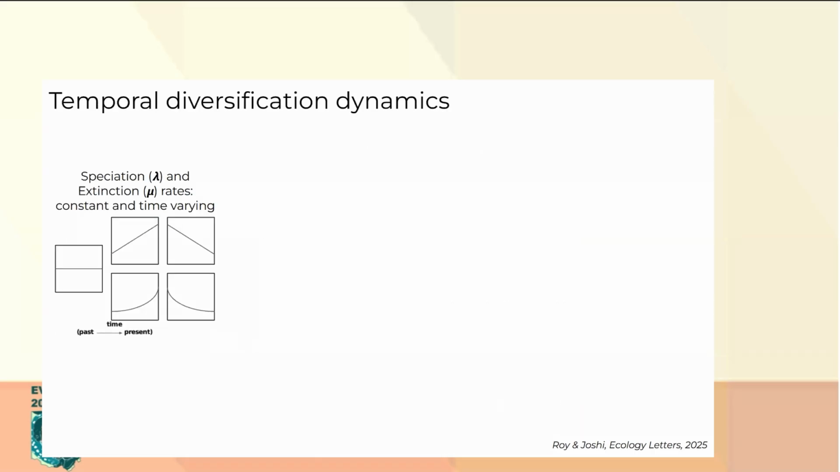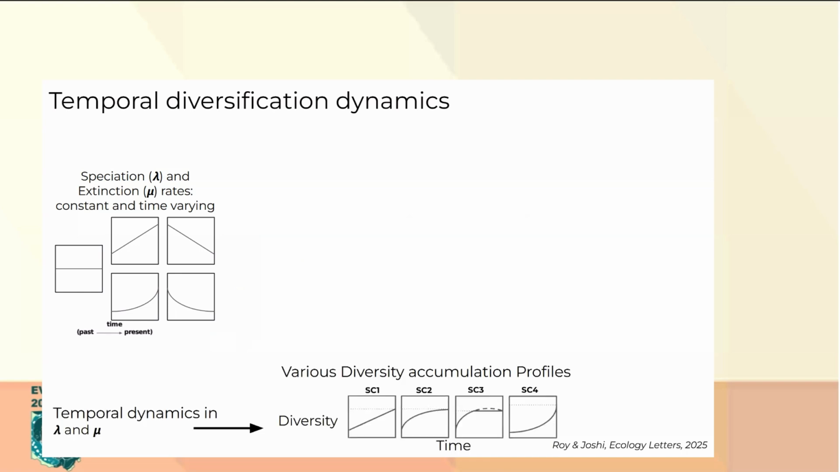Now, coming to temporal diversification dynamics, we used these different flavors of speciation and extinction rates, where both these rates could vary in different patterns leading to the formation of various diversity accumulation profiles.